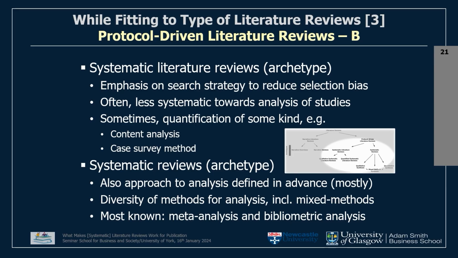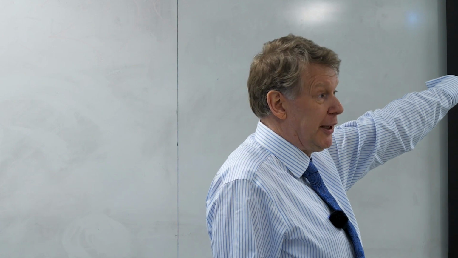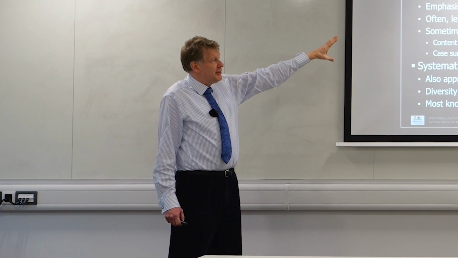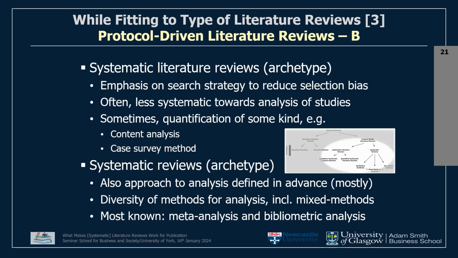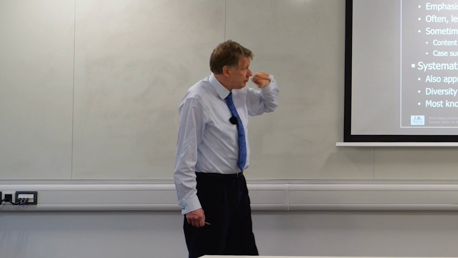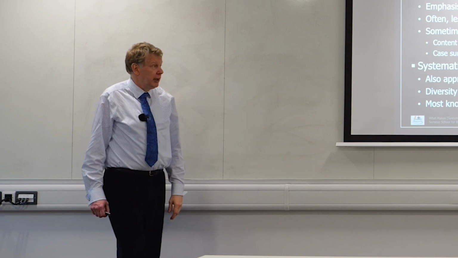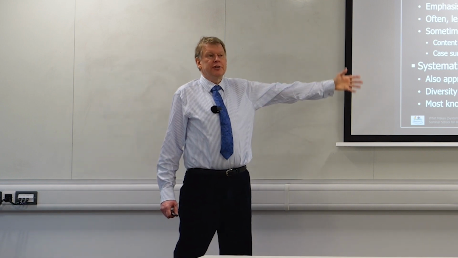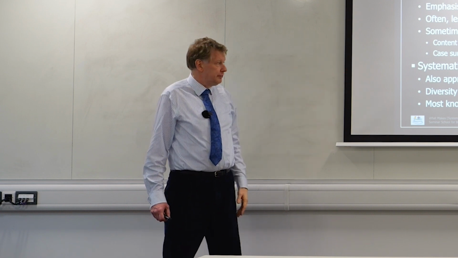Then the systematic literature review, most focus on the protocol for selection of studies to reduce publication bias. But there's a less systematic approach to the analysis. But that's possible because there are qualitative and quantitative methods. There are, I think, at least somewhere between 40 and 50 methods to do the analysis. Among them, the content analysis, popular, and the case survey method could be used. And the systematic reviews also define the analysis to a great extent before even selecting the studies.